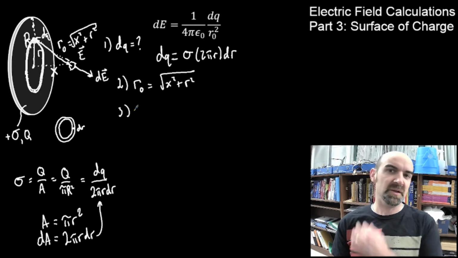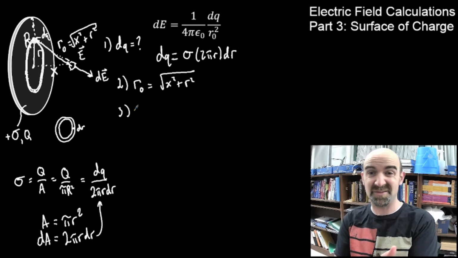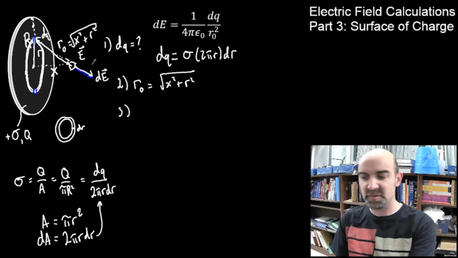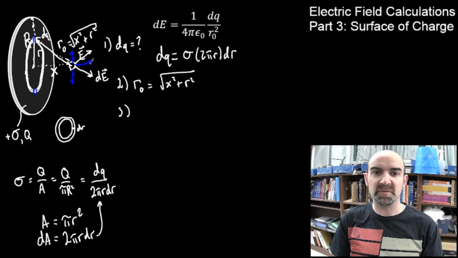Third, is there any symmetry to this where we're going to have some canceling components? Sure enough, if we consider a little piece of the ring down here and a little piece of the ring up here, they're going to have crisscrossing components. And their y components will cancel, their x components will add.